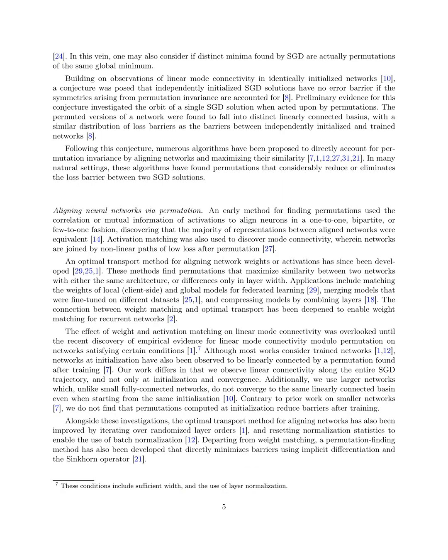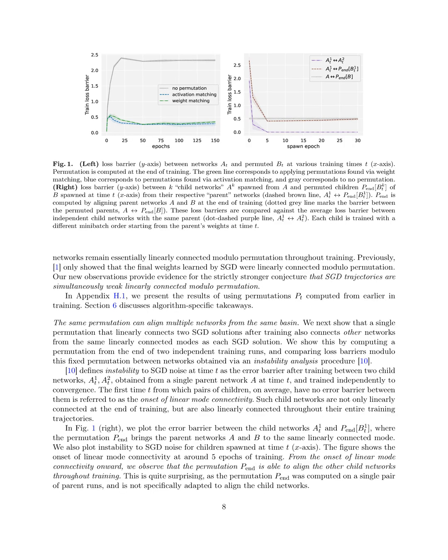Additionally, the paper shows that a single permutation that linearly connects two SGD solutions after training can also connect other networks from the same linearly connected modes as each SGD solution. This is evidenced by computing a permutation from the end of two independent training runs and comparing loss barriers between networks obtained via an instability analysis procedure.